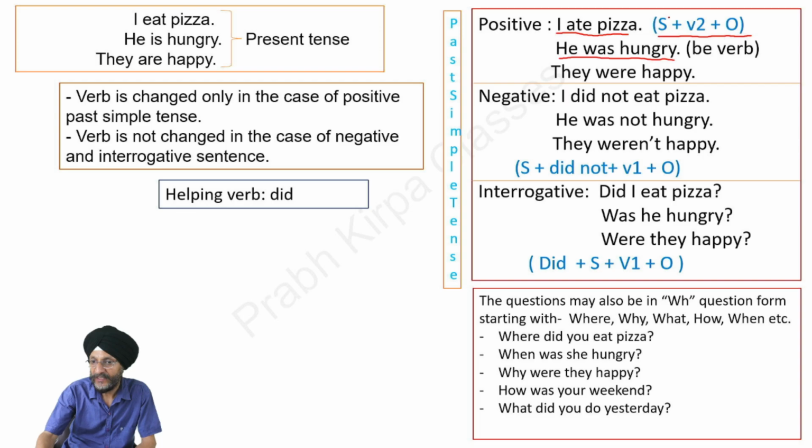This is the formation of the past simple tense. First comes the subject, then comes the second form of the verb, and then the object. In this example, I is the subject, ate is the second form of the verb, that is the simple past form of the verb, and pizza is the object. In the same way, they is the subject, were is the be verb, and happy is the object.